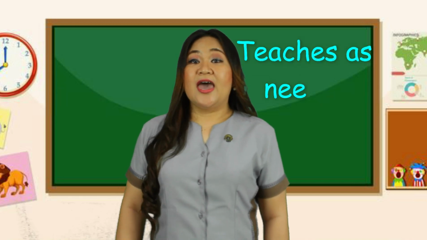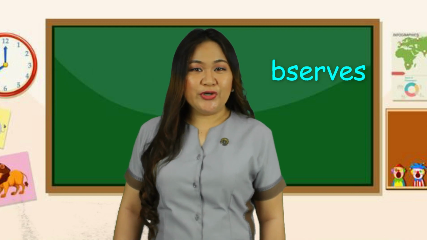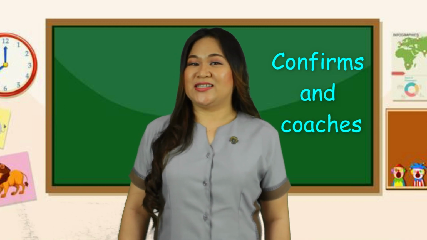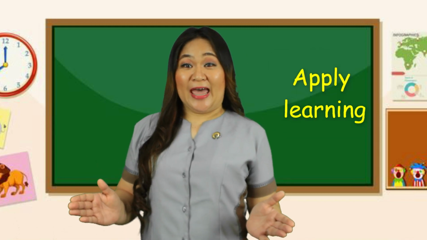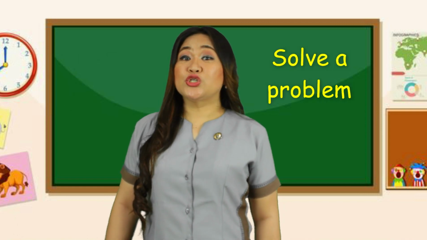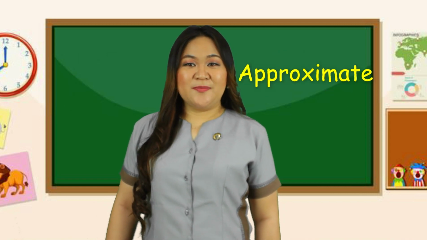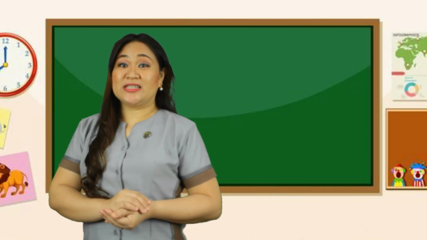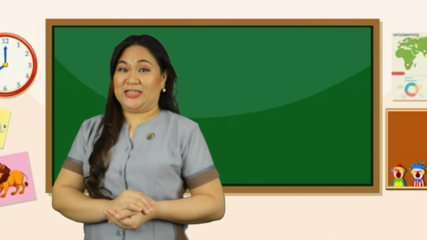During this stage, the teacher scaffolds, validates, teaches as needed, evaluates, observes, encourages, clarifies, confirms, and coaches, while the learners apply learning, take charge, practice, solve a problem, approximate, and self-correct. Now we already know the stages of explicit teaching.